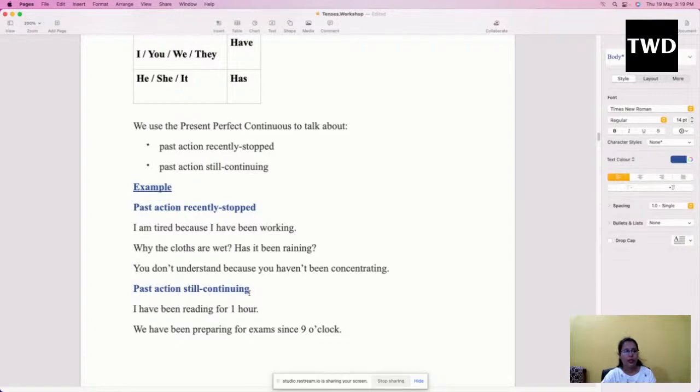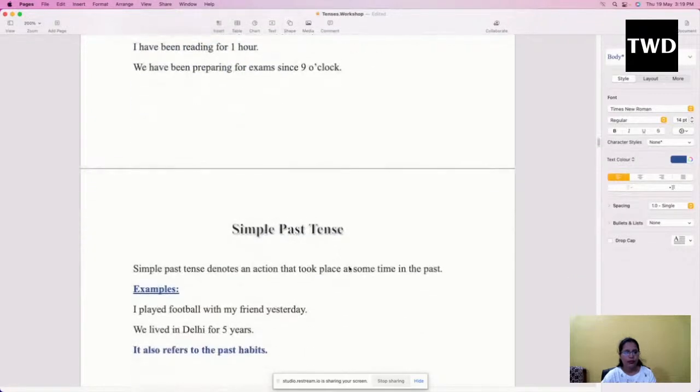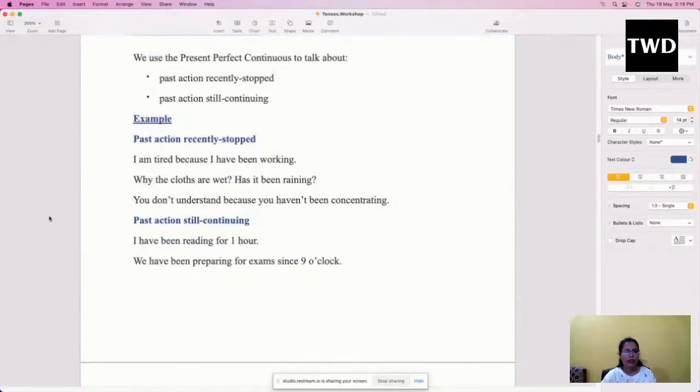Past action still continuing. I have been reading for 1 hour. I have been taking this session for the last half an hour. We have been preparing for the exam since 9 o'clock. So all the actions which are continuing you can frame under present perfect continuous tense. I hope you understood. If there is any confusion please let me know so that I can explain it to you and your confusion would be cleared.